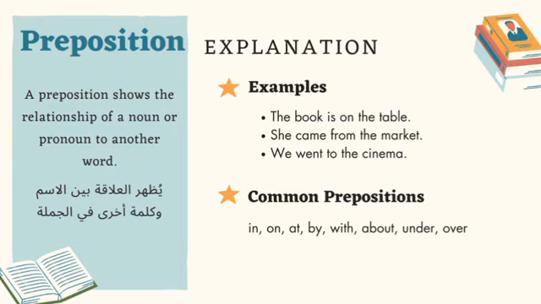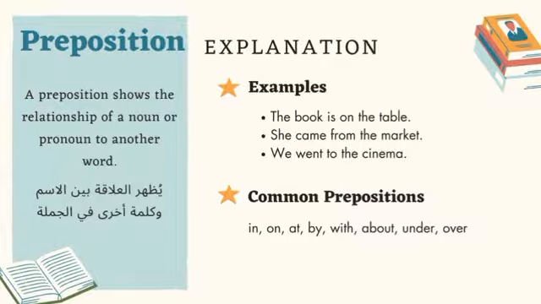A preposition shows the relationship between a noun or pronoun and another word. For example, the book is on the table. She came from the market. We went to the cinema. In all these three examples, the words on, from, and to are the examples of prepositions.